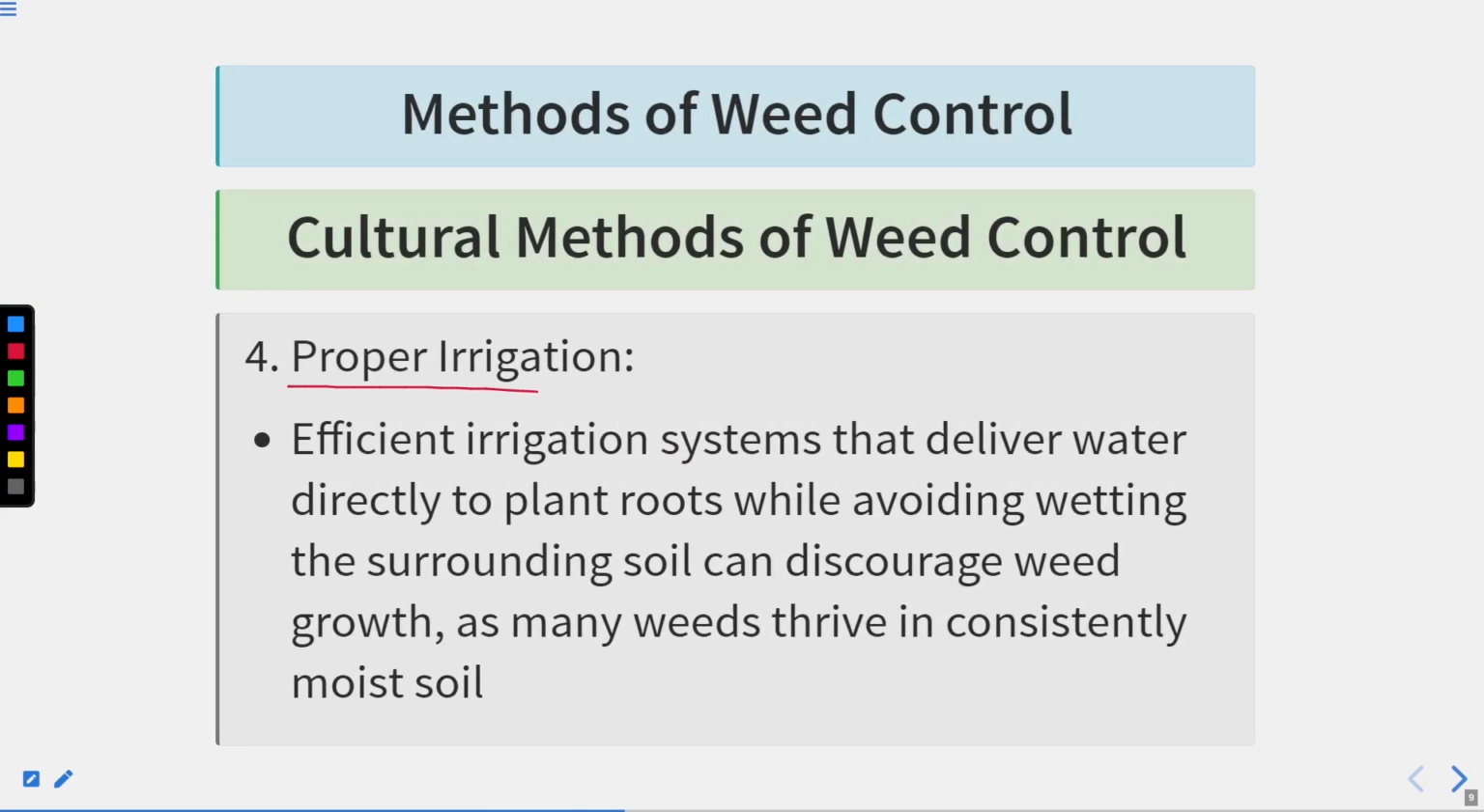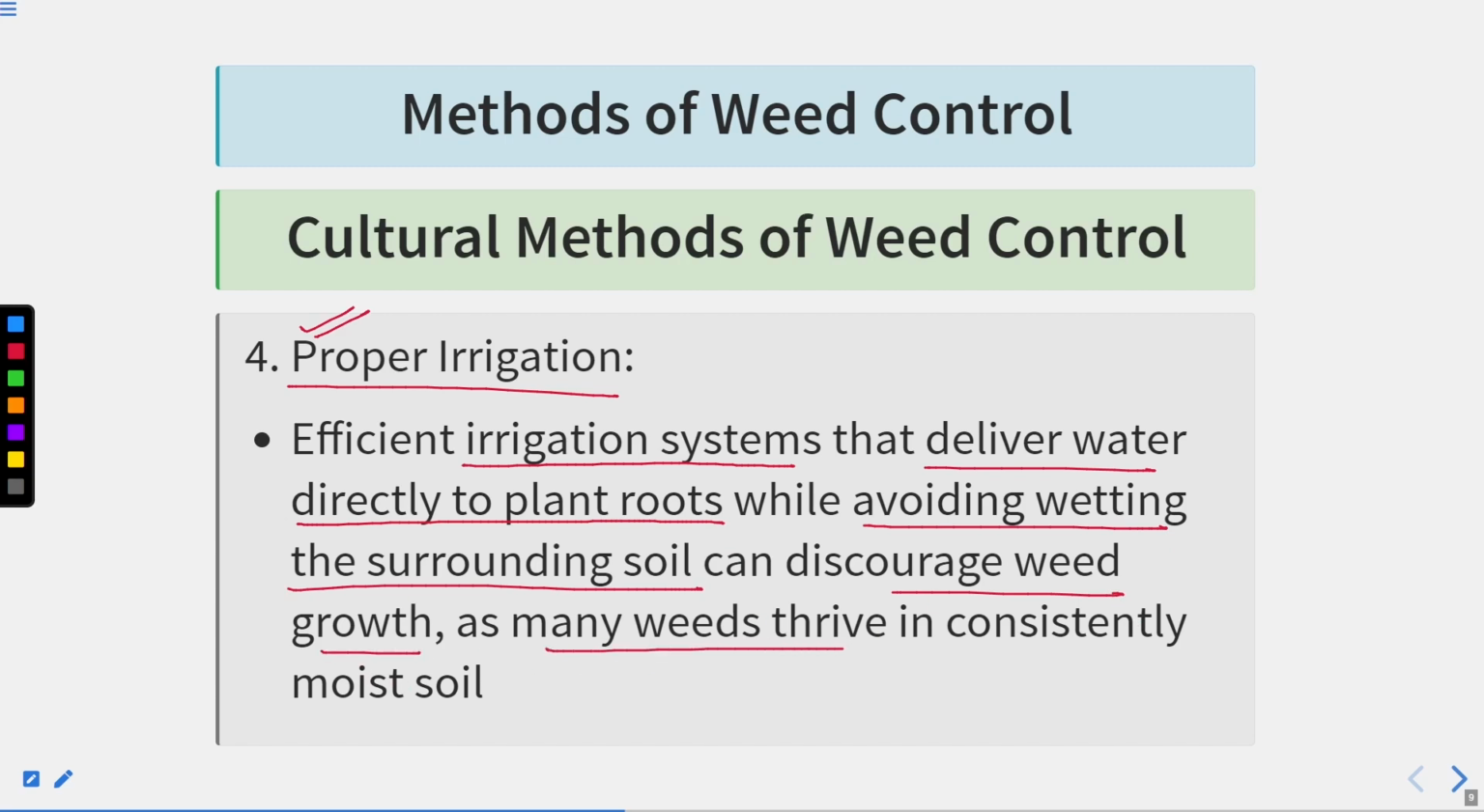Proper irrigation. The next method is proper irrigation. Efficient irrigation systems that deliver water directly to the plant roots while avoiding wetting the surrounding soil can discourage weed growth, as many weeds thrive in constantly moist soil. This is, I think, one of the best methods, because suppose we are growing crops like this. Our crops are growing at a distance.